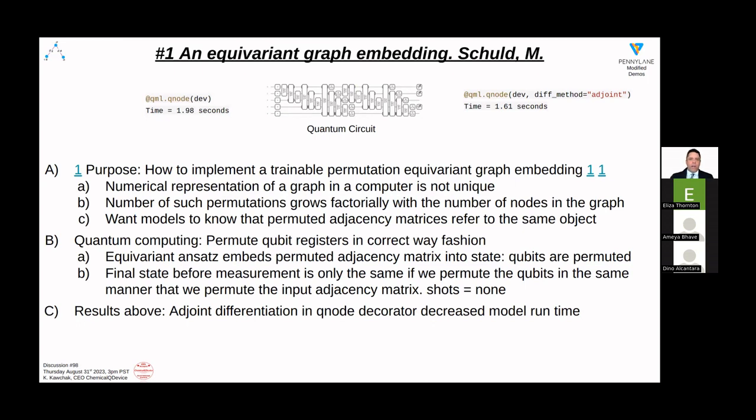Number one here is an equivariant graph embedding. Here's the quantum circuit in the middle. What I did with this one is I just used the adjoint diff method, so you see the time go down from 1.98 seconds to 1.61. It's this graph embedding: the numerical representation of a graph in a computer is not unique, so you need to use these methods to approach it.